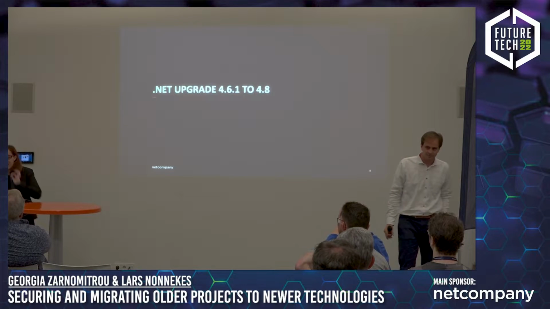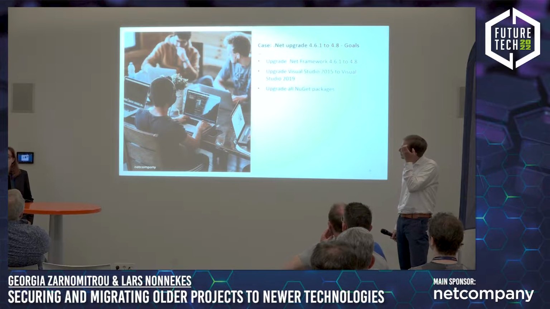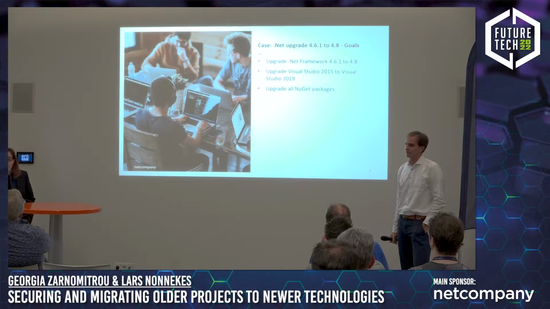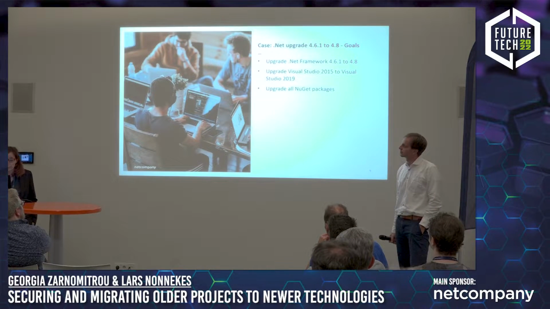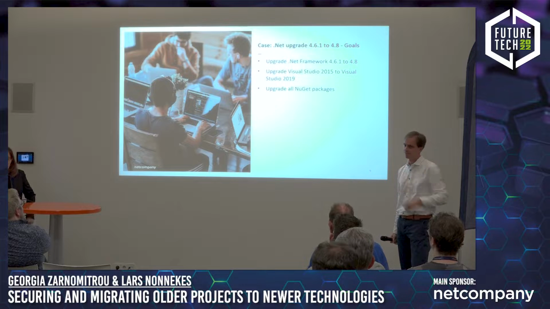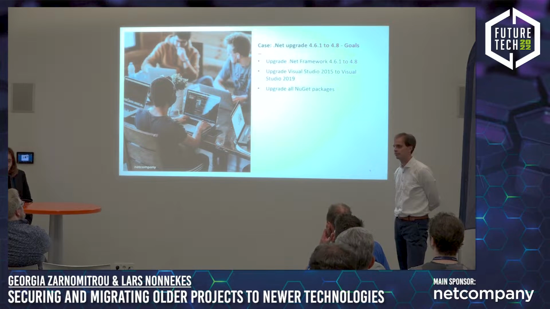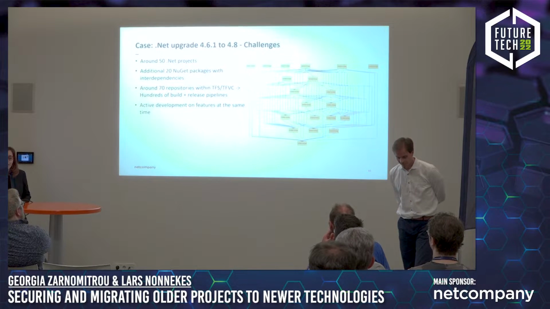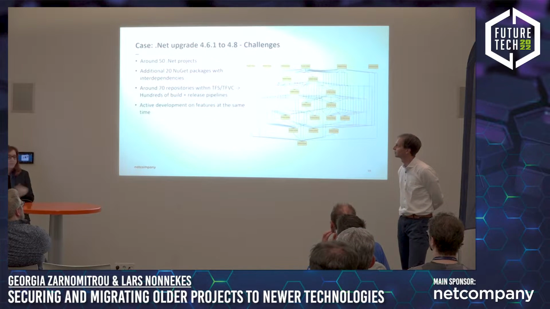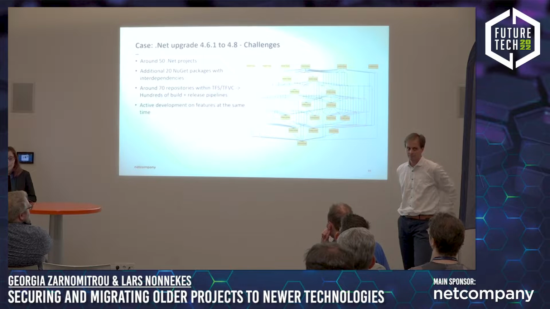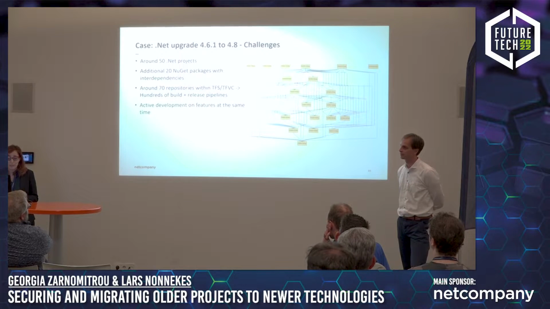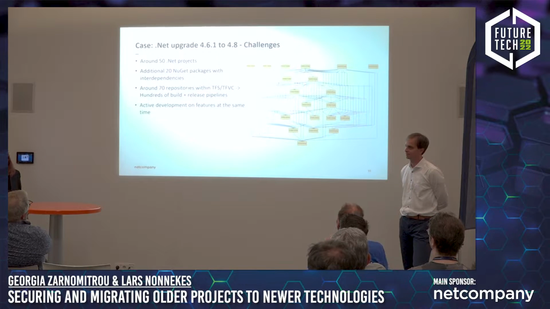Hi. So one of the biggest undertakings that we had while working on StudyLink was in 2018, when we wanted to upgrade from the .NET Framework version 4.6.1 to 4.8. At the same time, we also wanted to upgrade from Visual Studio 2015 to Visual Studio 2019, and also upgrade all of our NuGet packages. As you can expect, that presented some challenges, especially given the scope of the StudyLink application, which is comprised of around 50 .NET projects, 20 custom-made NuGet packages with interdependencies, and you can see the interdependencies in the graph on the right, just to give you the scope of the complexity.